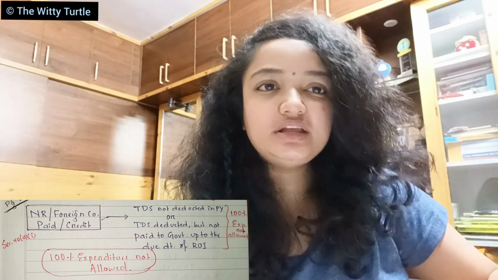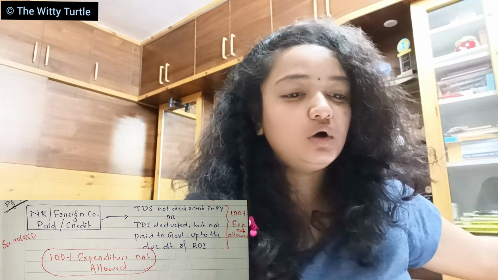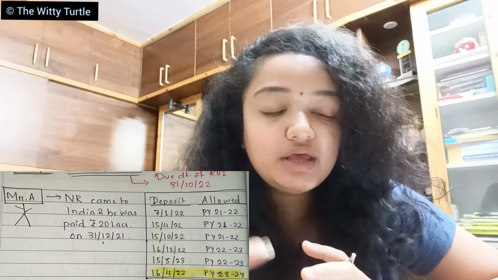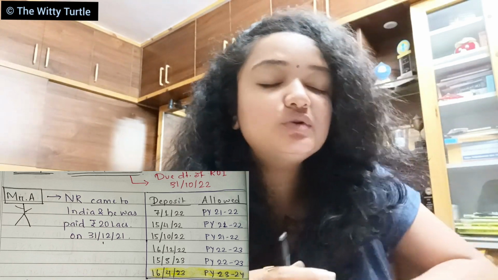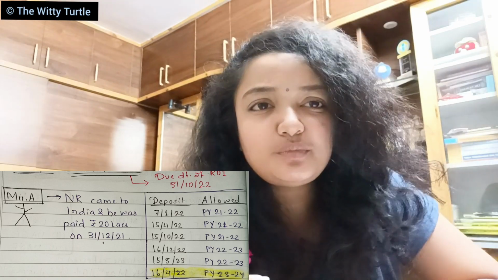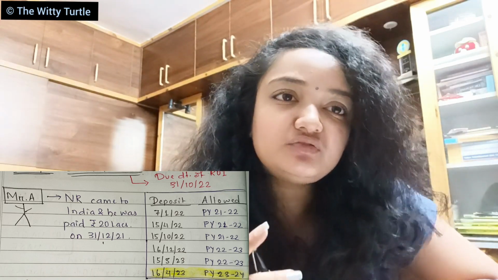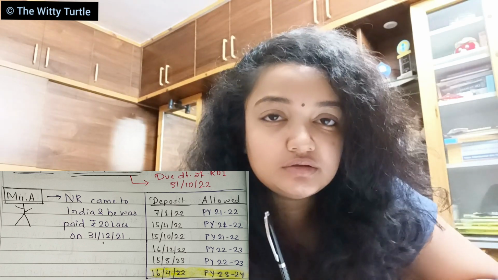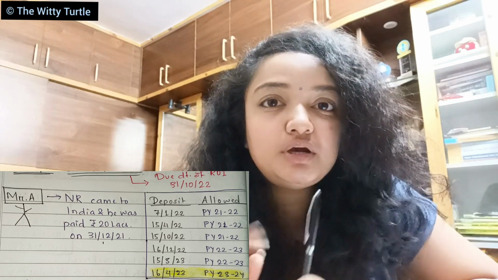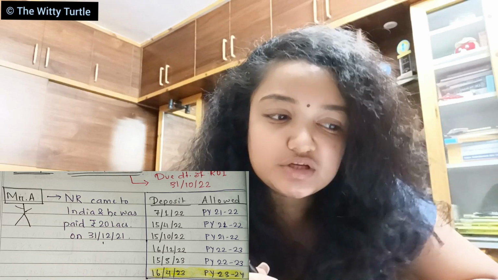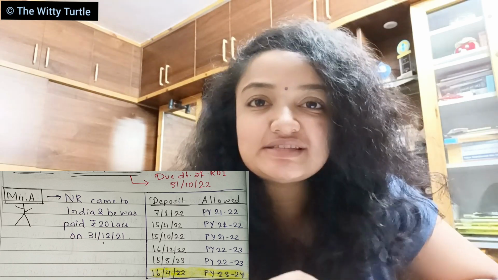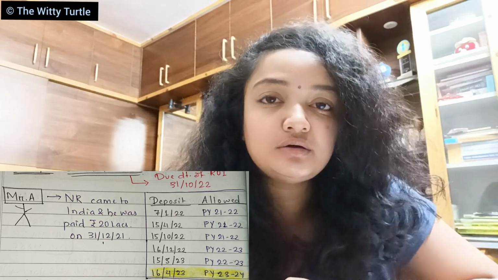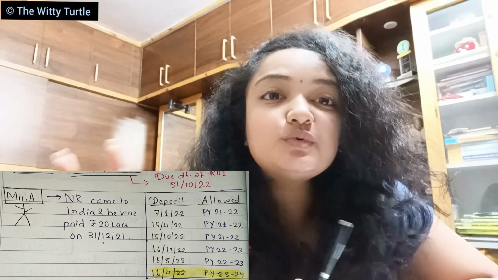Let's make it very clear with a small example. Look at the following example. Mr. A is the payee. He is a non-resident who came to India and was paid 20 lakhs. For example, he is a performer or a star who came to India for a show where he charged rupees 20 lakhs, and he was paid the 20 lakhs on 31st December 2021. On the very same day, TDS was deducted from his amount, but the TDS was deposited to the government later.